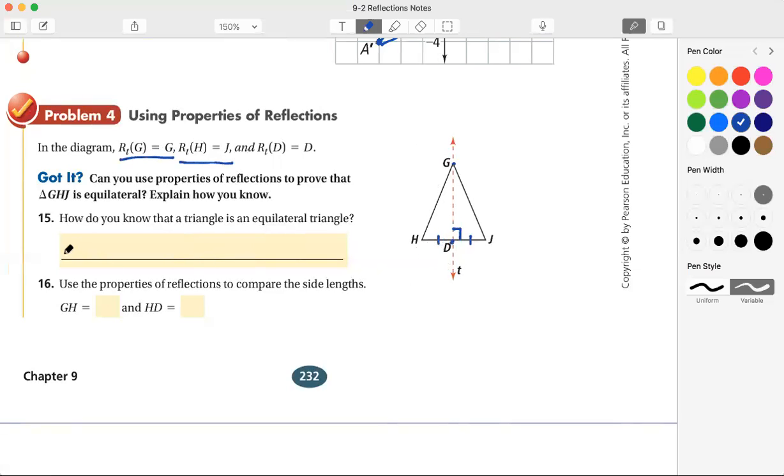So a triangle is equilateral if all three sides are the same length. So GH must equal GJ because it's a reflection, and HD must equal JD. So GH must equal GJ, and we know HD must equal JD. So we know that much.